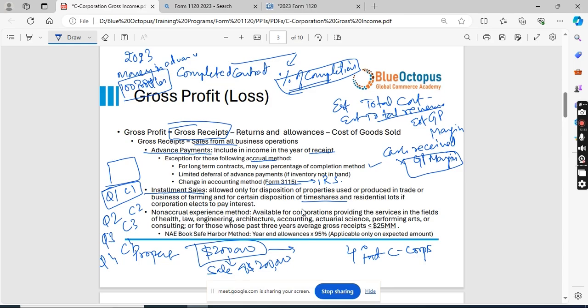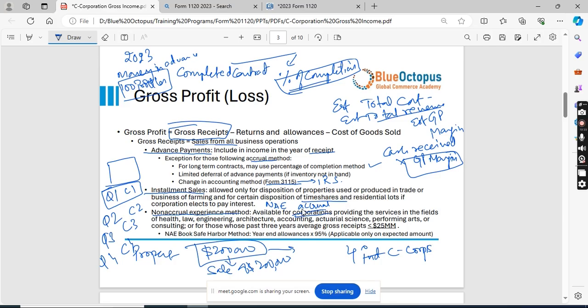The third exception is the non-accrual experience method, NAE. We call it NAE. This is known as the non-accrual experience method, NAE. So first of all, this is available for accrual method corporations. So those corporations which are following the accrual method, first of all.